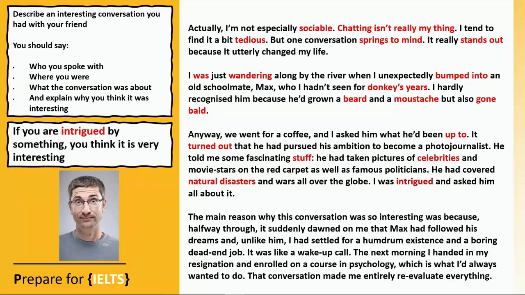If you are intrigued by something, you think it's very interesting. And of course, knowing words like intrigued is great because it means you don't have to repeat the word interesting. It was intriguing. I was really intrigued by it.